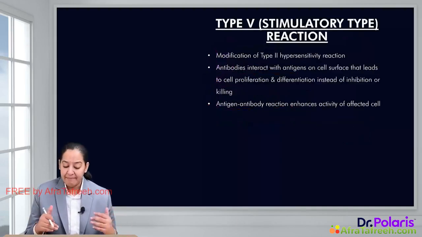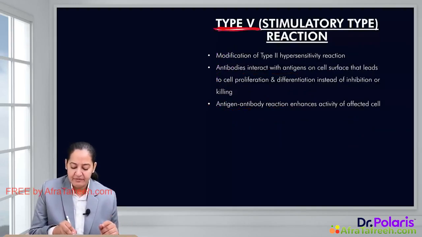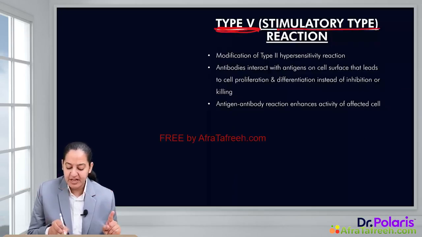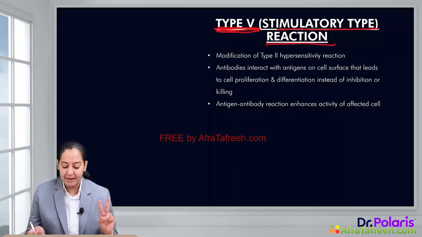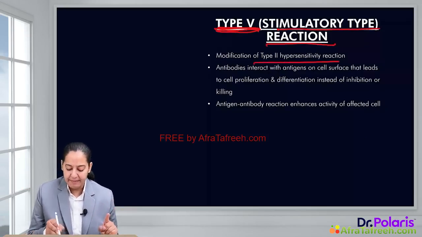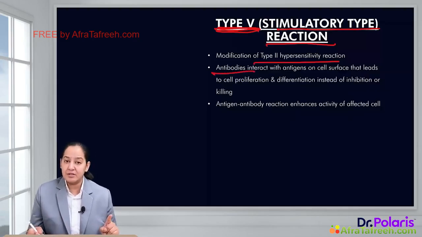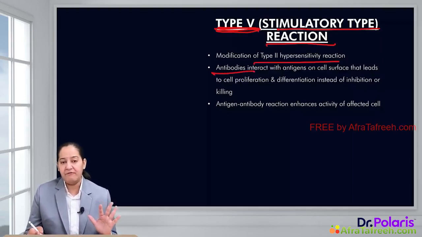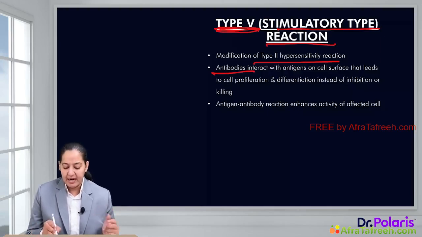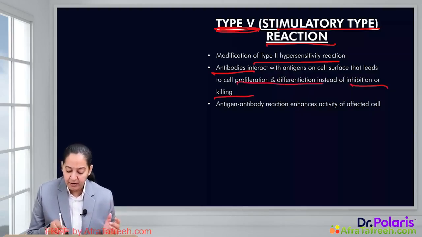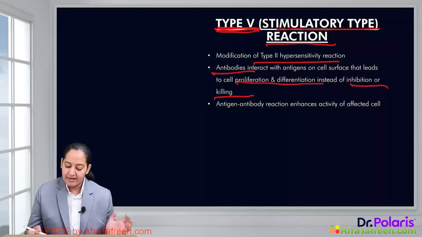Now coming to type 5. Type 5 hypersensitivity reaction is a special type of type 2. Type 5 is the stimulatory type of the reaction, which is a modification of type 2 hypersensitivity reaction. Here also antibodies are formed against the antigen present on the surface of the target cell, and antigen antibody complexes will be formed. But instead of killing the cell, the antibodies are stimulating or proliferating or differentiating the target cell. So that is the only difference.